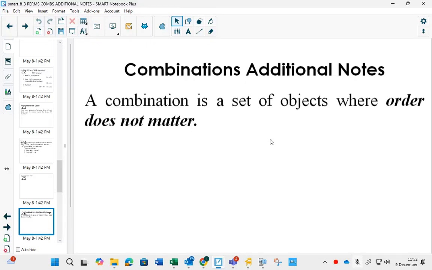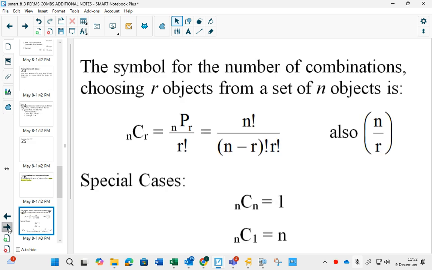So we'll just do a couple more questions with combinations. Again, the key thing on a combination is that the order does not matter. This is important because on your exam, combinations and permutations are going to be mixed up. So you have to decipher, does the order matter or not? Right?